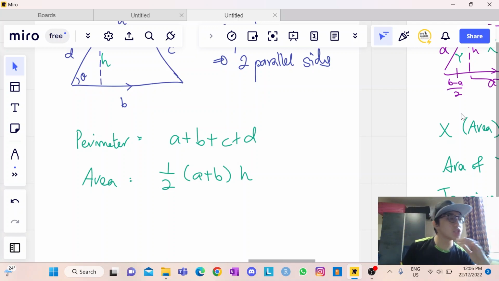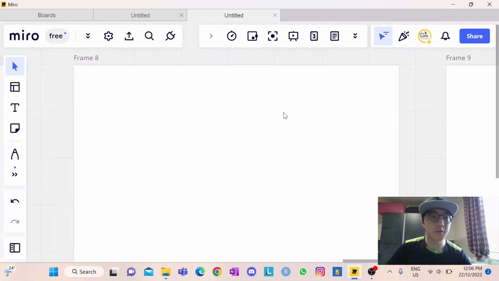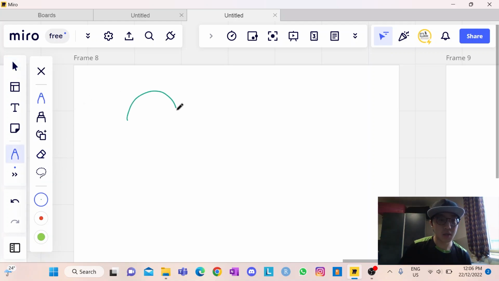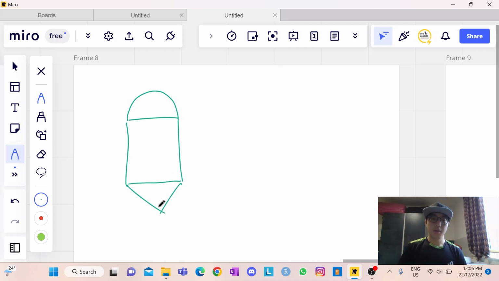In IGCSE exams, they won't just give you a triangle and ask you to find the area. This is way too easy and there's no point in testing that. What they might do is give you some compound shapes, like this one: a semicircle with a rectangle, and a triangle right down here. They'll say this length right here is x and this is y and so on, and ask you to find the compound area of the whole shape.